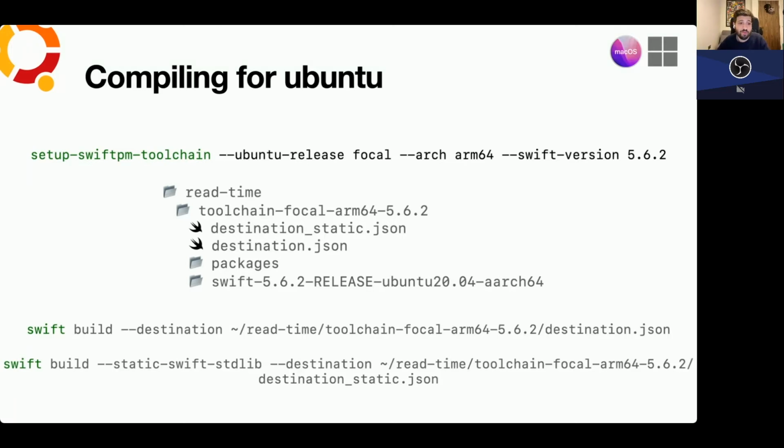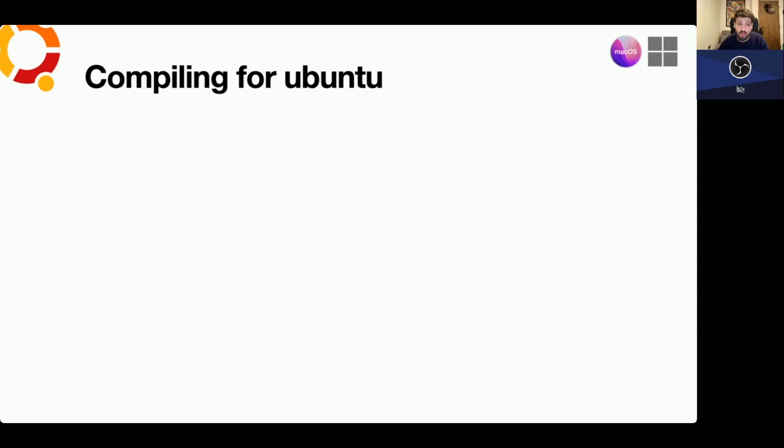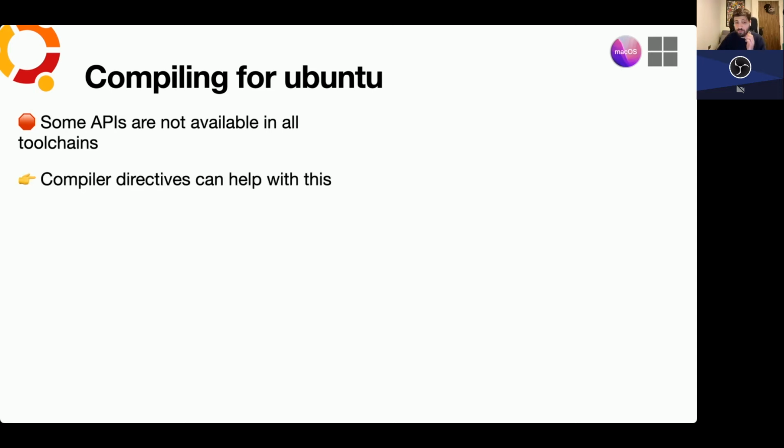But once you run these commands on your project, you're probably going to run into some issues, because some APIs are actually not available in all toolchains. And because the Swift open source and the Swift toolchain for Ubuntu is actually a limited version of what you get for macOS and iOS, you're likely to run into some issues. But I would say don't give up, because there are ways around it. And the ways around it are compiler directives. And this can really, really help with this.